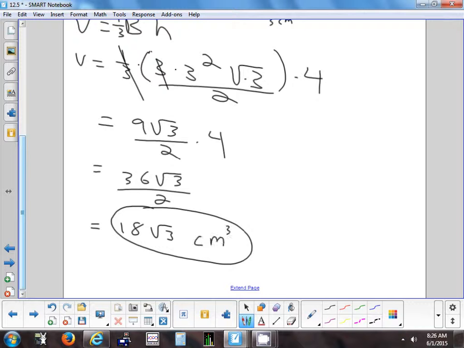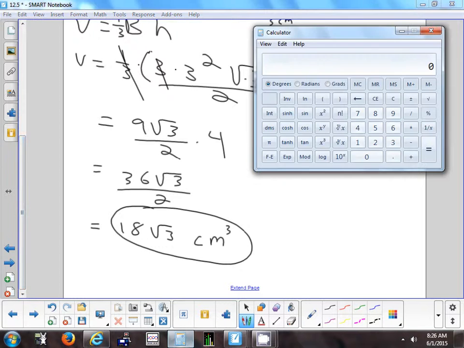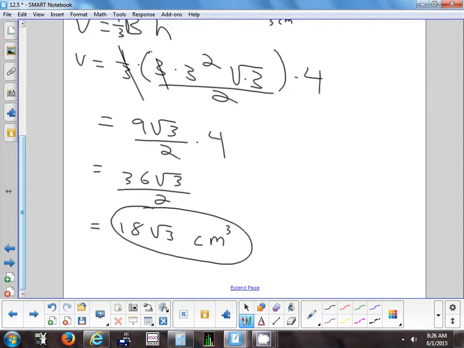Good, centimeters cubed. Remember, volume is 3D, area is 2D. So you either put the 3 or the 2. Any question on that? Does everybody know, if I wanted a decimal, how to type this in? How to round off the square root of 3, hit times 18 on your calculator? So if I wanted a decimal, you just type in 18 times the square root of 3. It's about 31.18. Yeah, that'd be centimeters cubed.